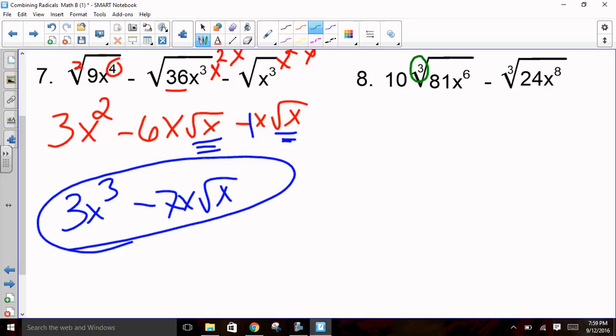But what else is a perfect cube? Not sure what that was. I think that my video just loaded.